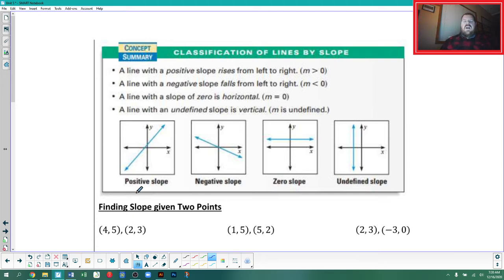If a line goes up from left to right, it goes upwards, then that has a positive slope. If it goes downwards, it has a negative slope. If it goes straight across from left to right, then it has 0 slope. If there is no left to right, a vertical line, we call it undefined.